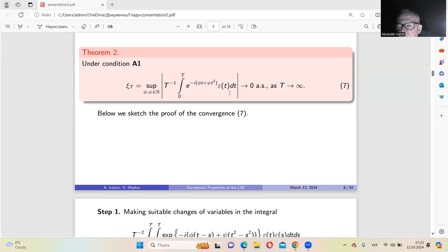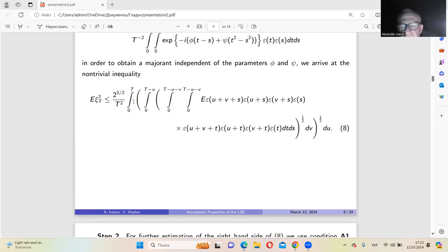It will converge to a constant, to the expectation of the absolute value of epsilon at zero. It's not so simple a problem to eliminate these parameters under the sign of integrals. Therefore, we are forced to use relatively complicated transformations.